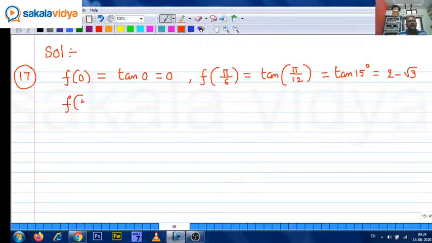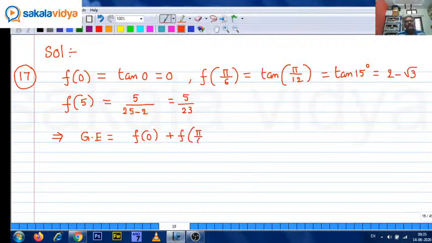Then we need to find out f of 5. See, f of 5 means 5 belongs to the third one. Their function is x upon x square by 2. That means x is 5, 5 square is 25 minus 2. That will be 5 upon 23. Okay, first let us find out this value under root, say a given expression. After that, the square root of the given expression you can find out. F of 0, f of pi by 6 plus f of 5 plus 1 by 5 times f of 5 minus 1 by 23.